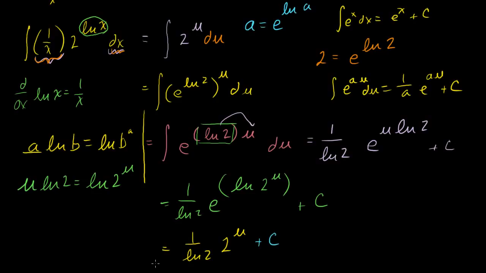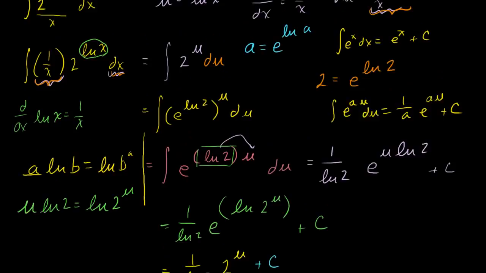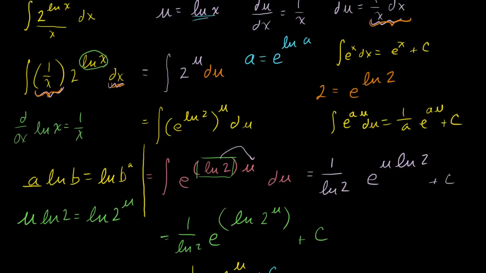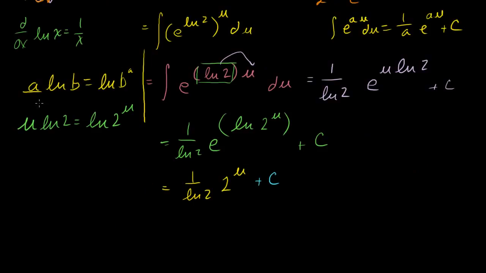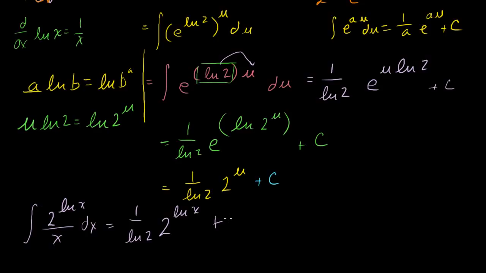And now we can reverse substitute. What did we set u equal to? We defined u up here as equal to the natural log of x. So let's just reverse substitute right here. And so the answer to this fairly convoluted looking antiderivative problem, the integral of 2 to the natural log of x over x dx, we now find is equal to, we just replace u with natural log of x because that was our substitution, 1 over the natural log of 2 times 2 to the natural log of x plus c.